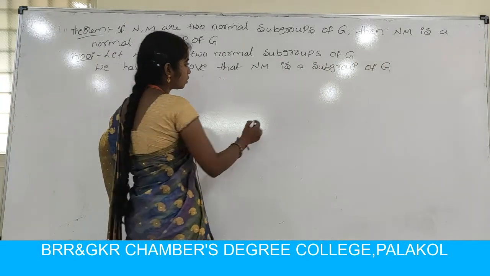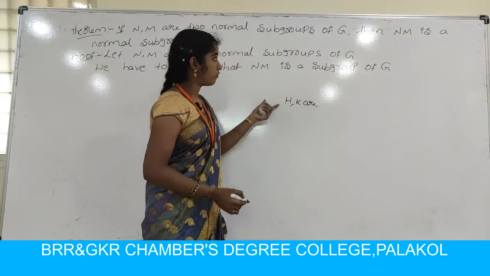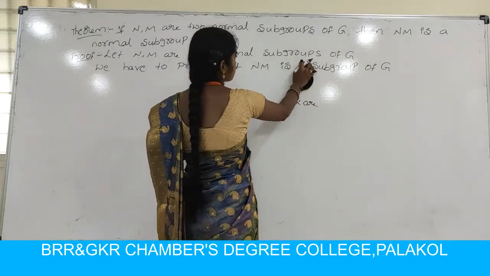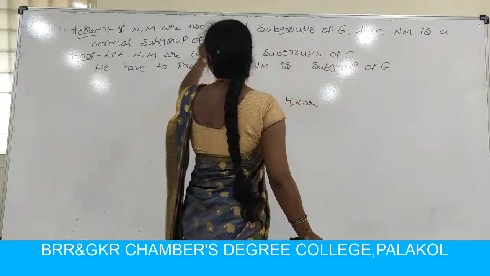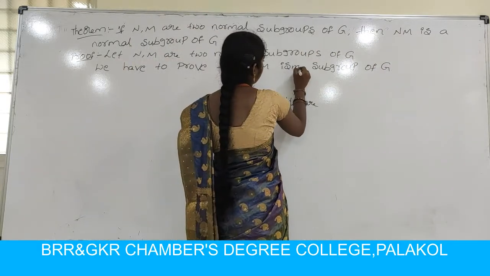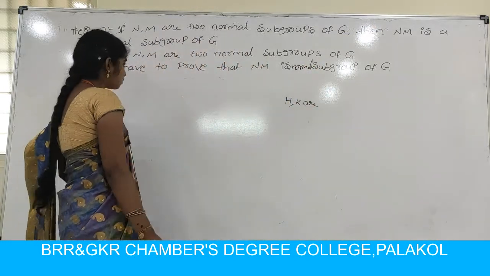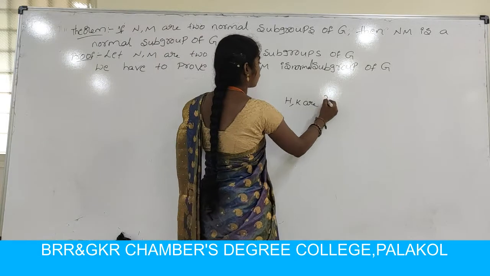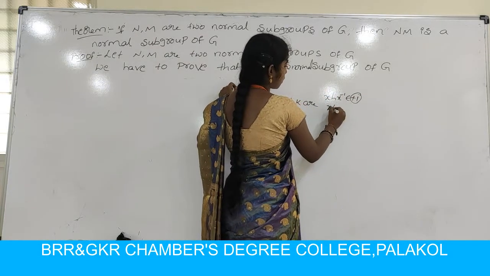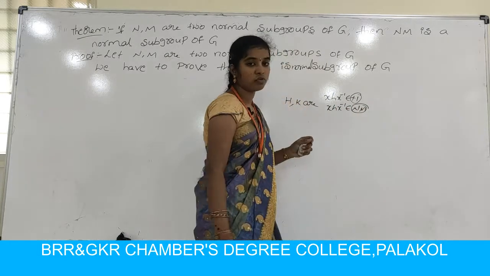Already you know that H, K are subgroups. Finally, we have to prove NM is a normal subgroup of Z. Normal subgroup of Z means, in general, xHx inverse belongs to H. So xHx inverse belongs to NM, so NM is a normal subgroup of Z.